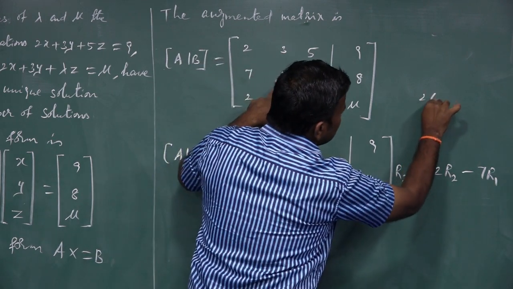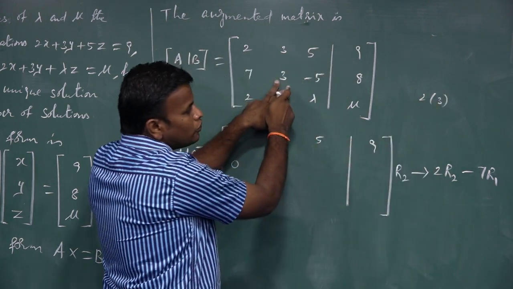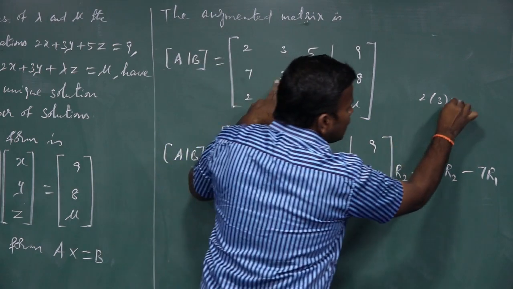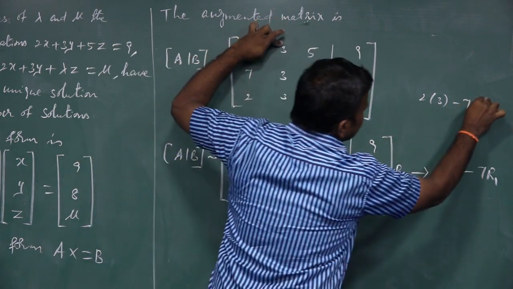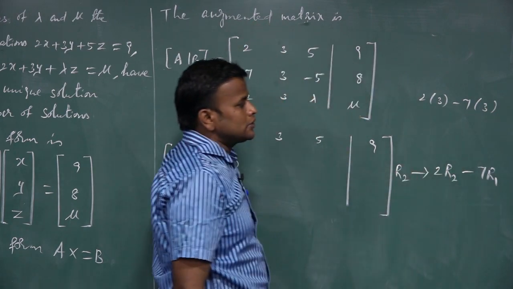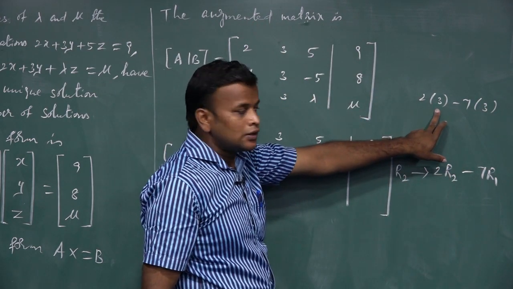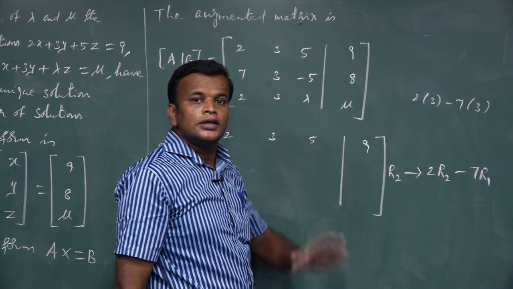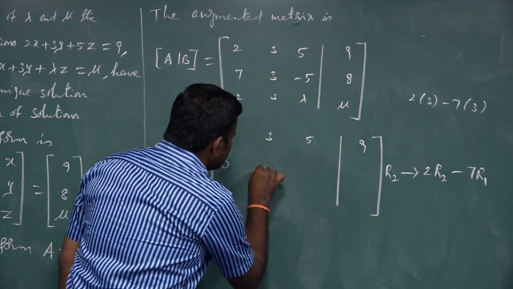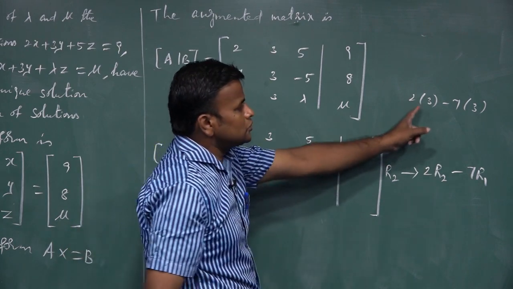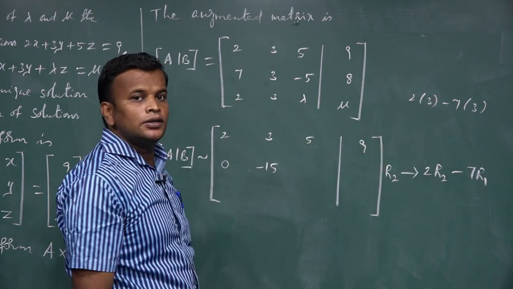Okay. Next element, 3. We write R2 as 2R2, so 2 times the R2 value, which is 3, minus 7 times the corresponding value, which is 3. What is the final answer? 2 threes are 6, minus 21. 6 minus 21 is minus 15.